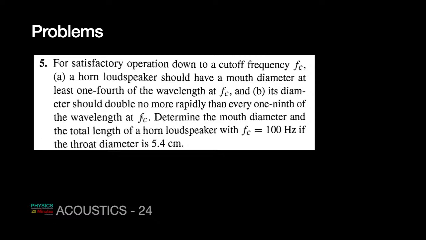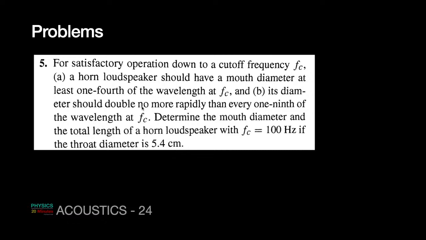That means 1/9 of the wavelength, if it's a cone, remember, so it will go from narrow end to the broad end. So at every lambda by 9, the diameter should get doubled. Determine the mouth diameter and the total length of the horn speaker with cutoff frequency 100 Hz if the throat diameter is 5.4 centimeter.